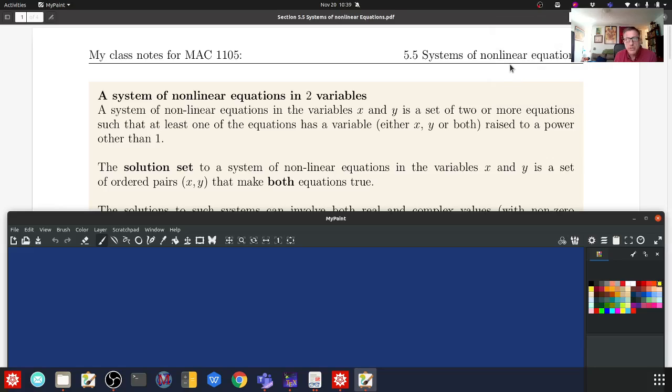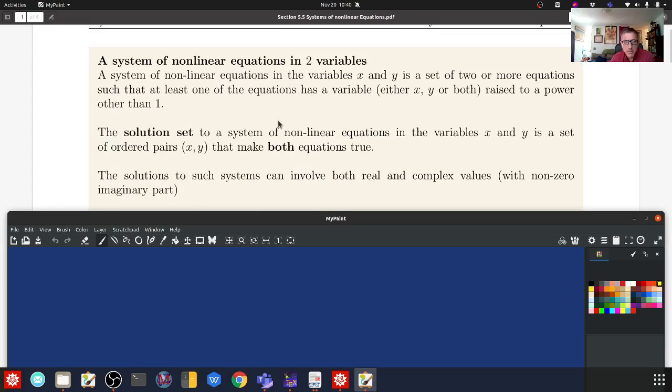Okay, this is section 5.5, systems of nonlinear equations. So basically we're going to extend the ability to solve systems of equations to include systems that have equations that are nonlinear. So here are the key concepts, or the key definitions.